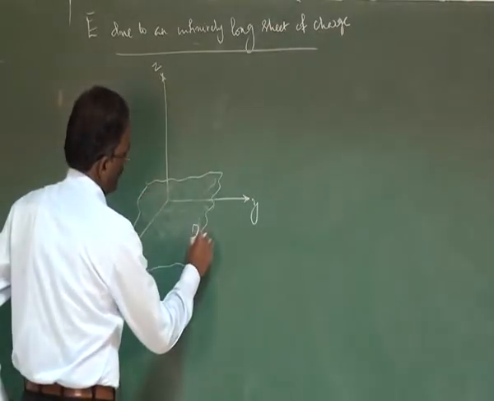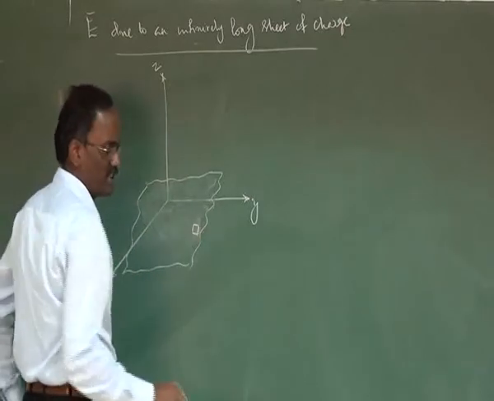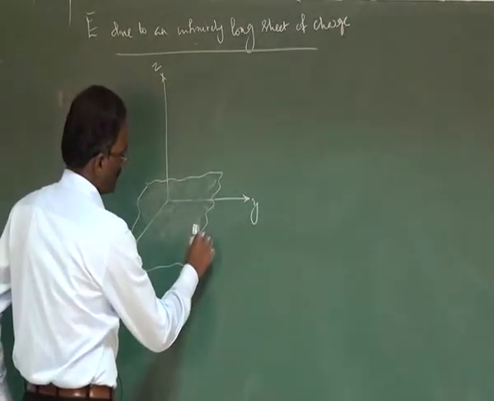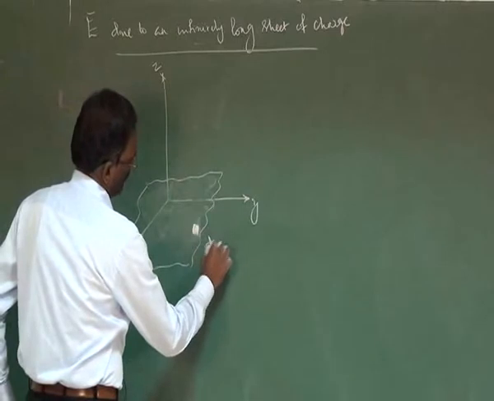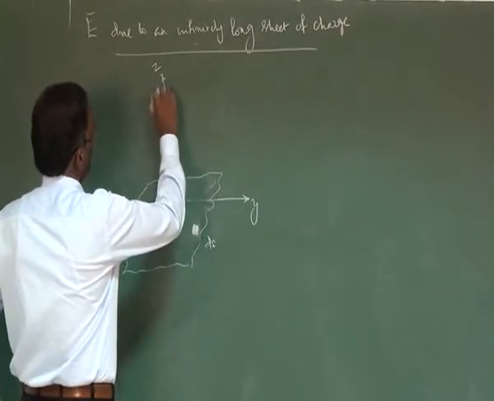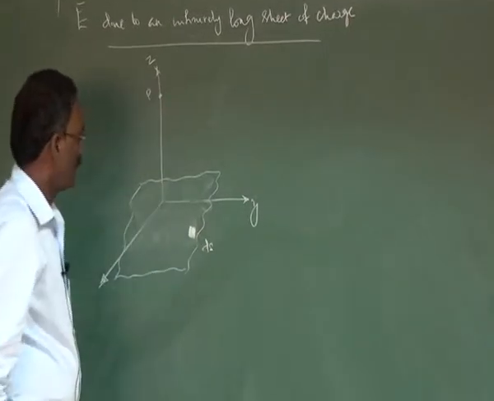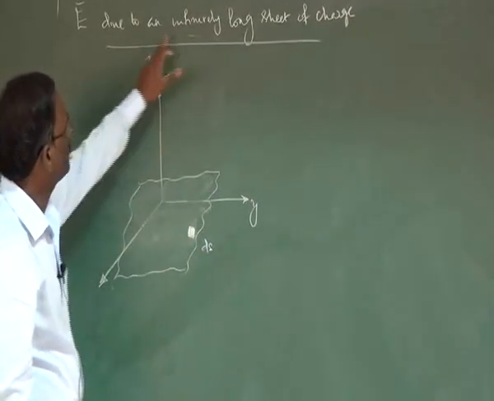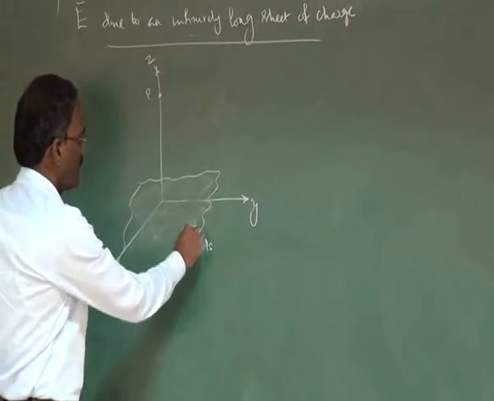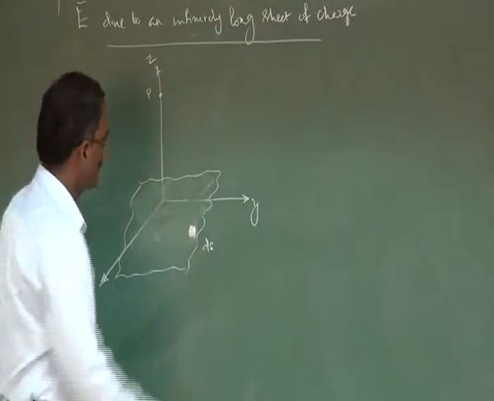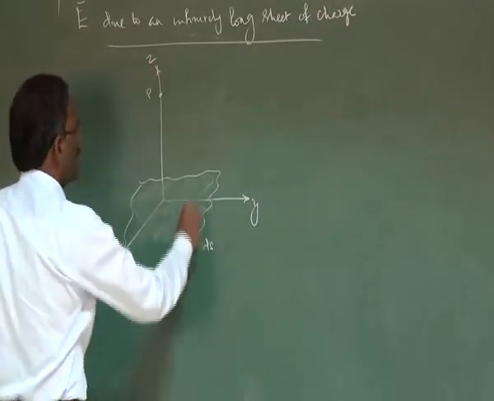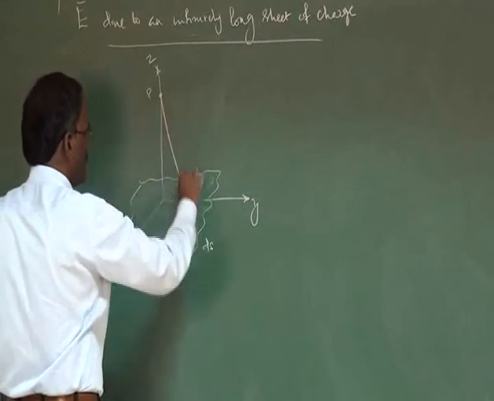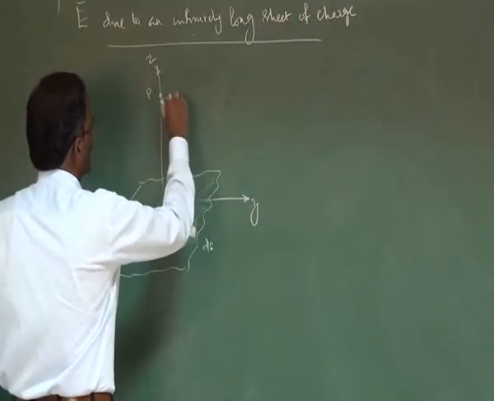As usual, I will take an infinitesimal ds surface charge. My point is here. I am going to find the E value at this point due to this infinitely long sheet of charge. For this matter, I have taken a ds as shown here, right. As usual, I will draw a vector from the source to the destination.